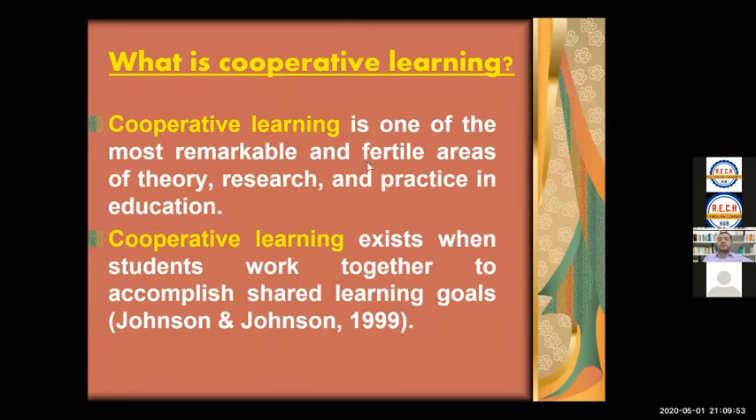Again, it's one of the most remarkable and fertile areas of theory, research, and practice in education. It exists when students work together to accomplish shared learning goals. This is one of the first definitions of cooperative learning. Johnson & Johnson did something in the late 70s or early 80s about cooperative learning, okay? But this definition is in their books in 1999. Of course, this is not a Quran. Some other people came with different definitions. Some other people made some variations in cooperative learning. We're going to see this now, inshallah.